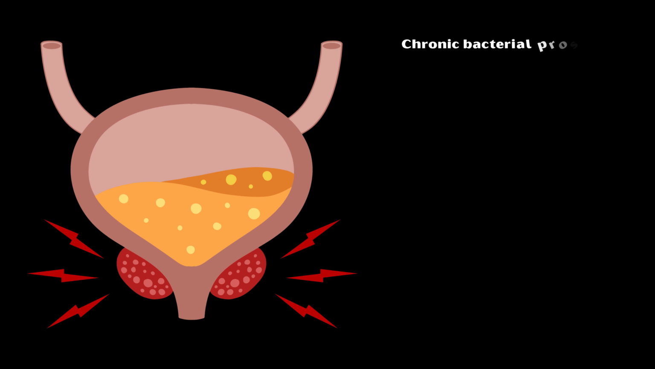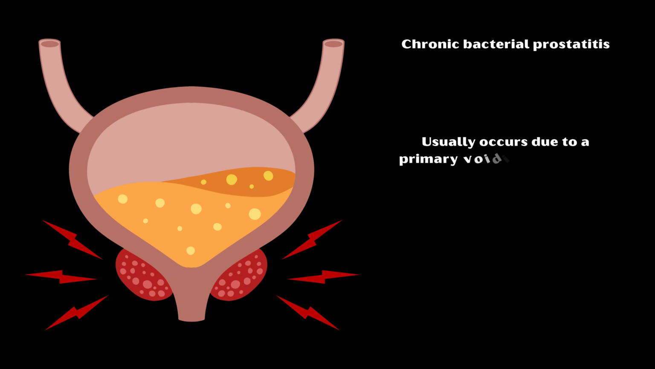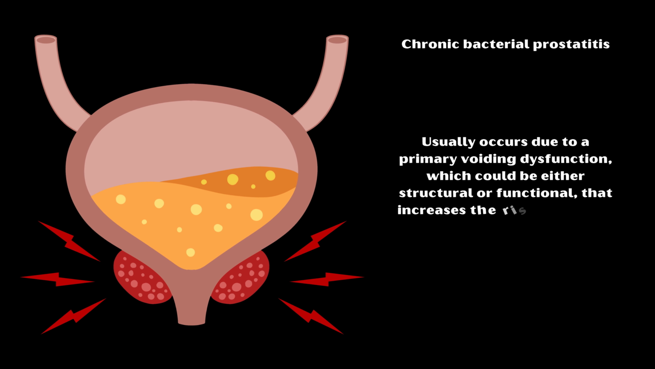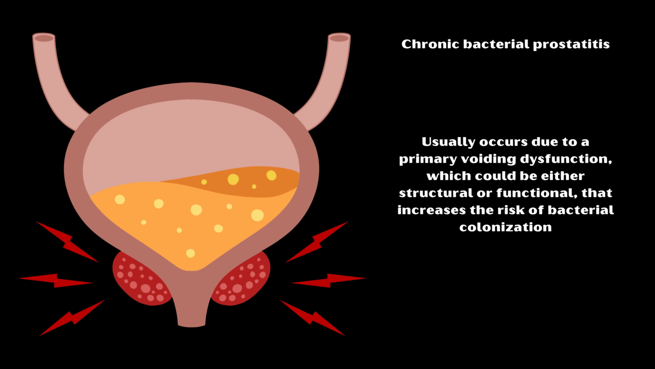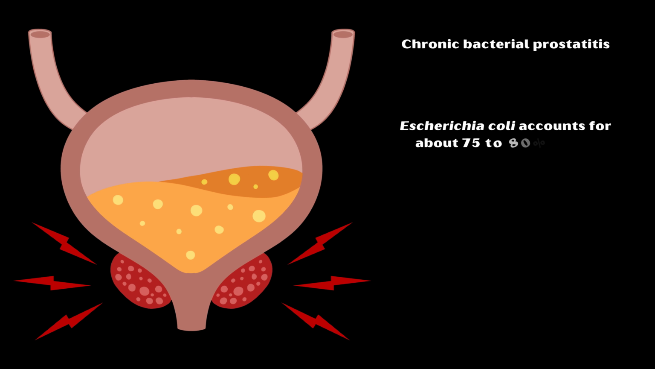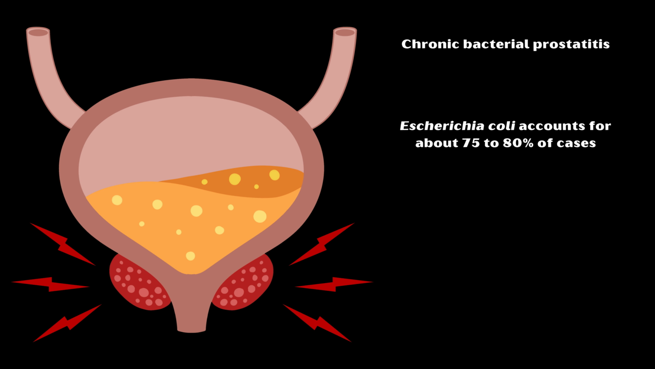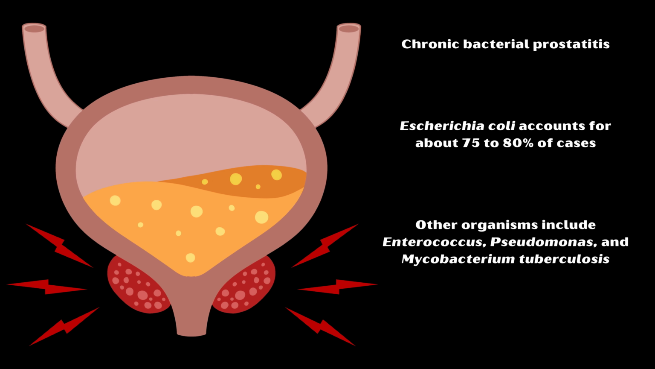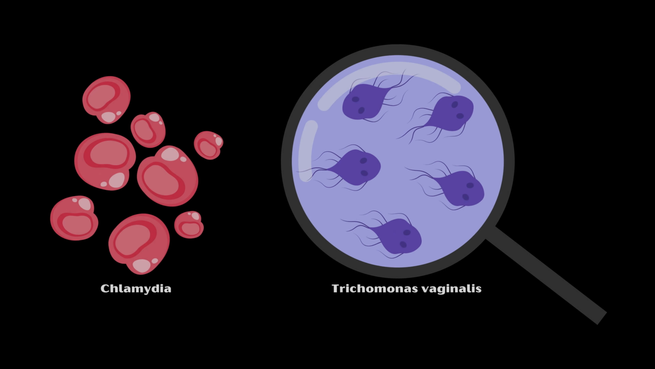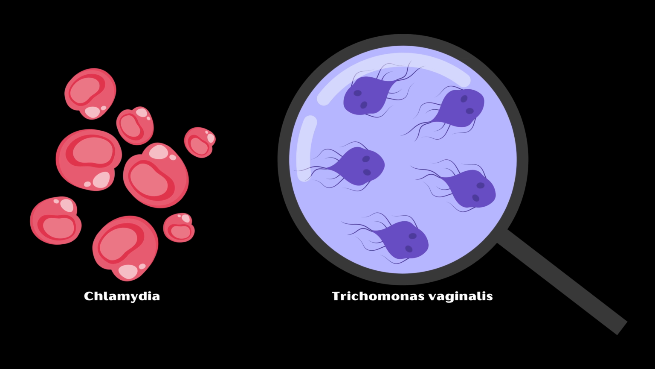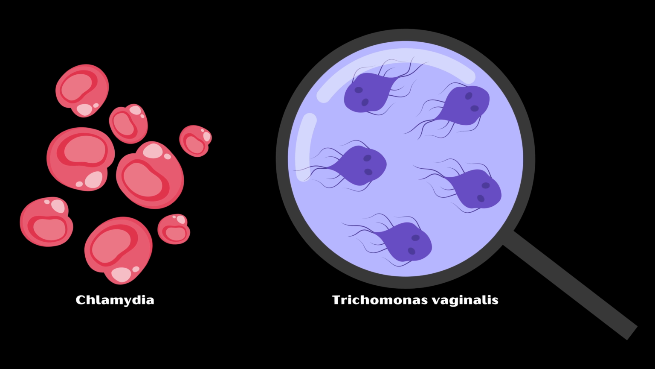Chronic bacterial prostatitis usually occurs due to a primary voiding dysfunction, which could be either structural or functional, that increases the risk of bacterial colonization. Escherichia coli accounts for about 75 to 80% of cases. Other organisms include Enterococcus, Pseudomonas, and Mycobacterium tuberculosis. Sexually transmitted organisms such as Chlamydia and Trichomonas vaginalis can also cause chronic bacterial prostatitis.